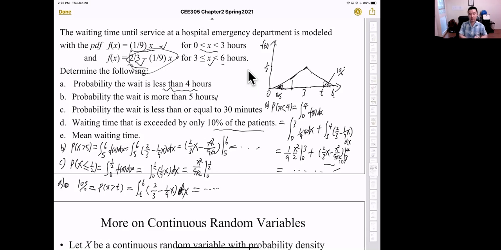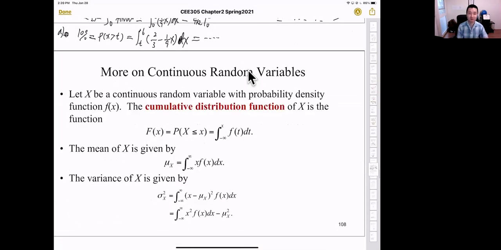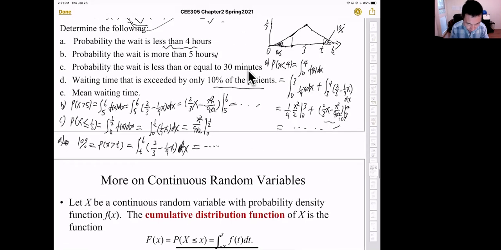Just let me know if you have any questions in the meanwhile. Part E, the mean value. Before we do part E, let's see the equation for the mean value for continuous random variables, which is shown here. The mean value for continuous random variables is mu x equal to the integral of x f(x) dx. So using that equation, let's go back to part E.